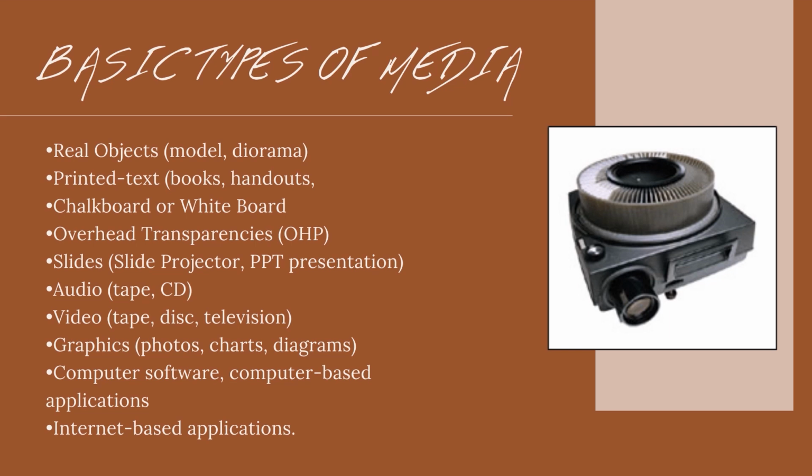And as we know, there are basic types of media. Let's see some examples. For media that present real objects, we can see model and diorama, and we will see some pictures later on. And for the printed text, we can see books, handouts, magazines, and so on. Chalkboard or whiteboard, overhead transparencies, which are known as OHP and were used way before the LCD was invented. And then we have the slides, for example, the slide projector and PowerPoint presentation.